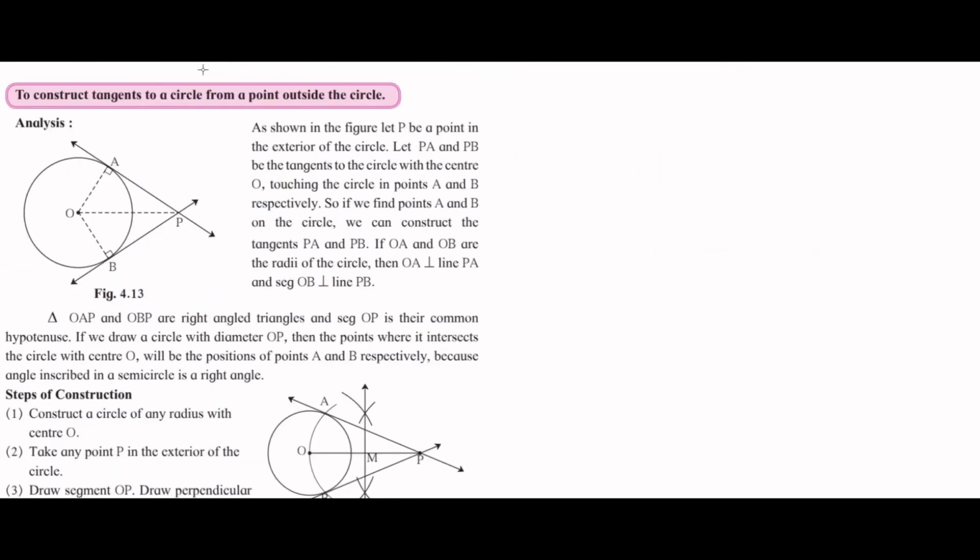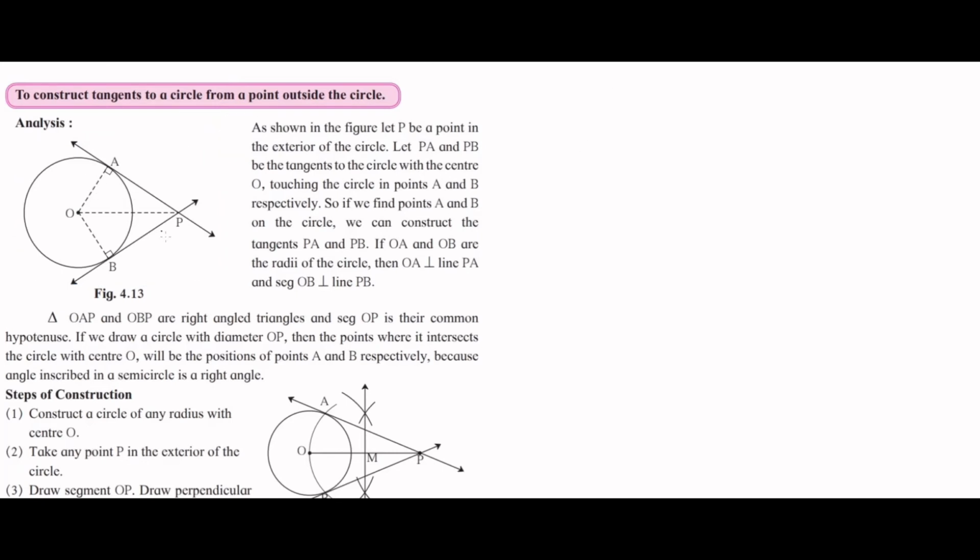Okay, so the next construction is over here, to construct tangents to a circle from a point outside the circle. Now let us see how to do that. This would be your construction like this much. Okay, now let us see how to do this.